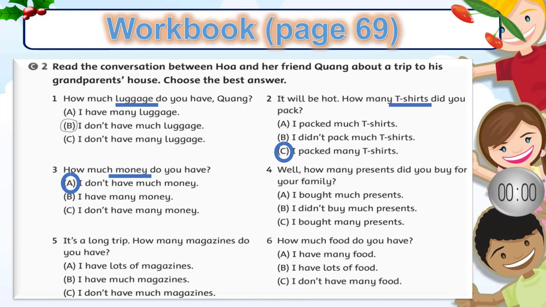Number 4. Well, how many presents did you buy for your families? Present is a countable word, so we use C. I bought many presents. Number 5. It's a long trip. How many magazines do you have? A. I have lots of magazines. The last one. How much food do you have? I have lots of food.